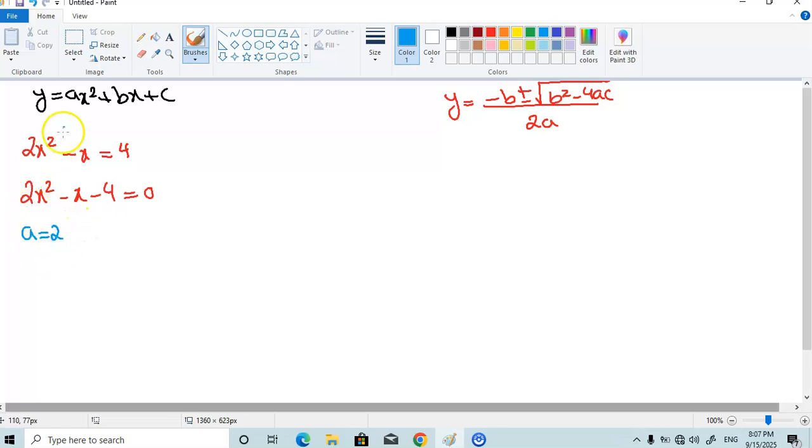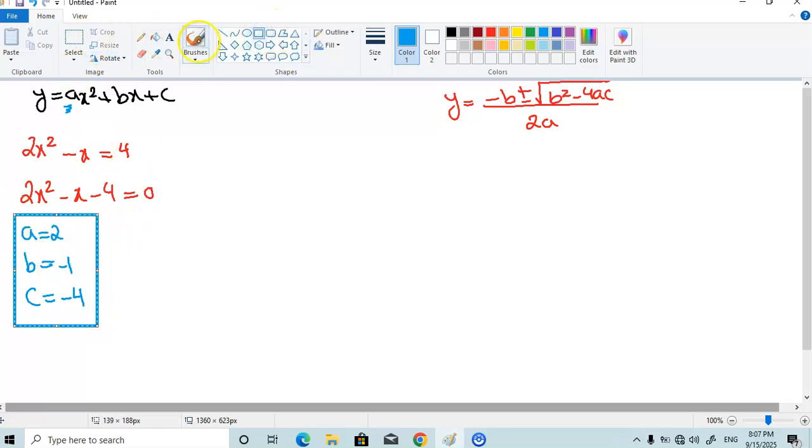So I'm just going to go and find what a is. A is the coefficient of x^2, as you can see in the equation. B is the coefficient of x, which is negative 1 here. And c is the constant, the number without the variable, which is negative 4 here. This is going to be a, b, and c.